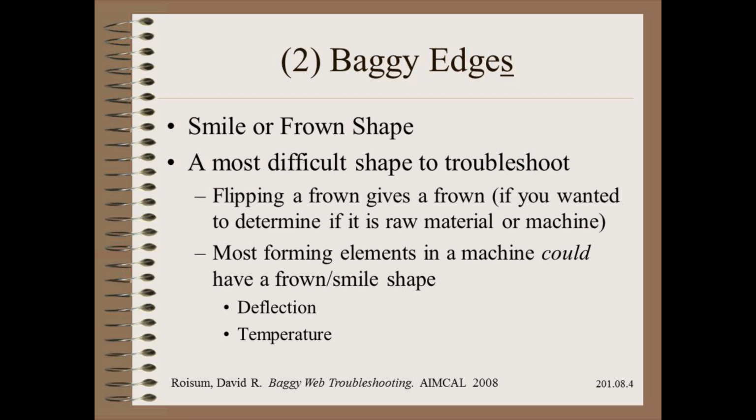Baggy edges is often a far more difficult problem to troubleshoot than a single baggy edge. There are a couple of reasons for this. First, one of the most common troubleshooting techniques, in converting or flipping a supply roll, does not provide useful information. Flipping a smile gives a smile. Second, most forming elements are known to possess frown or smile shapes. Examples here include roller deflection and temperature.